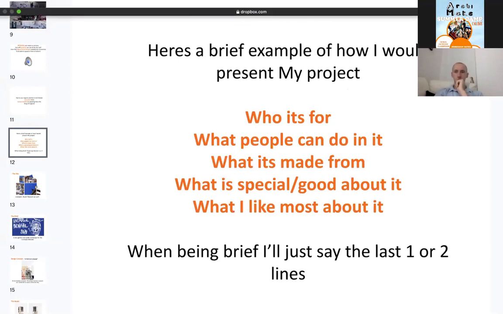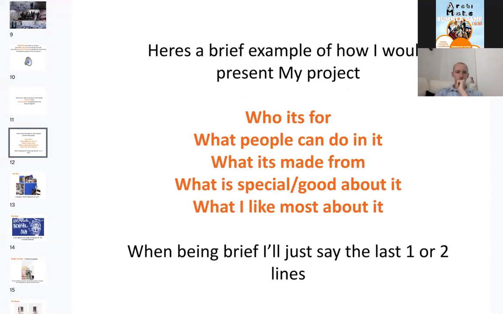And this can be done through talking about your project in different ways. So you can go through and talk about who is it for, what people can do in it, what materials it's made from, what you think is special about it compared to other people's projects, what kind of makes it stand out, and what you personally like most about it. And if time is short, then sometimes we just say the last 1 or 2 lines.